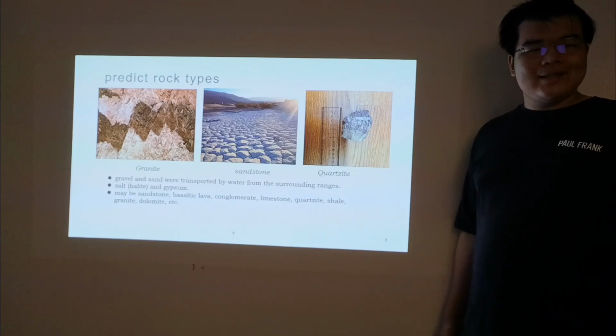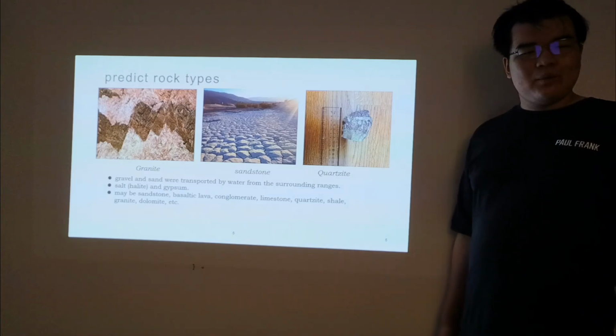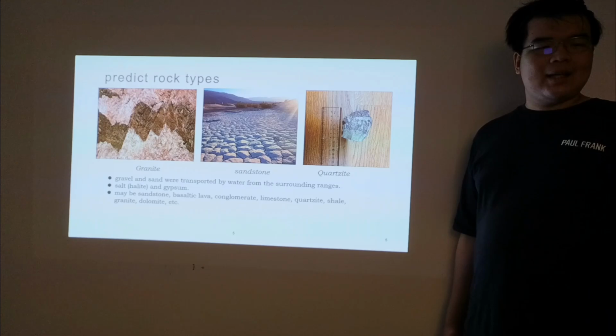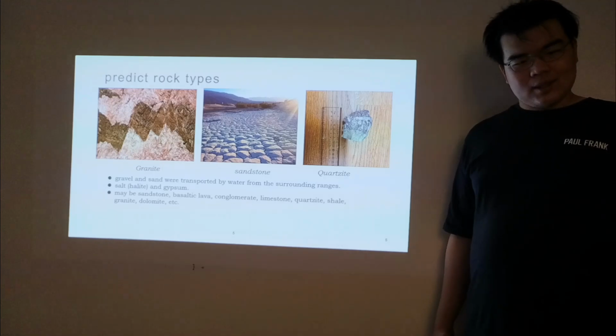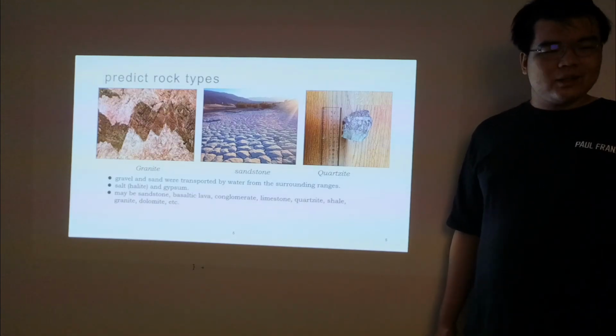The Badwater Basin is filled with a lot of sediment from the surrounding mountains, so there are a variety of rock types. In the alluvial fans, you can find gravel and sand that have been transported by water from the surrounding ranges. On the floor of the playa, we can find halite and gypsum. On the ground and in the surrounding ranges, there may be sandstone, conglomerate, limestone, shale, basaltic lava, quartzite, granite, dolomite, etc.